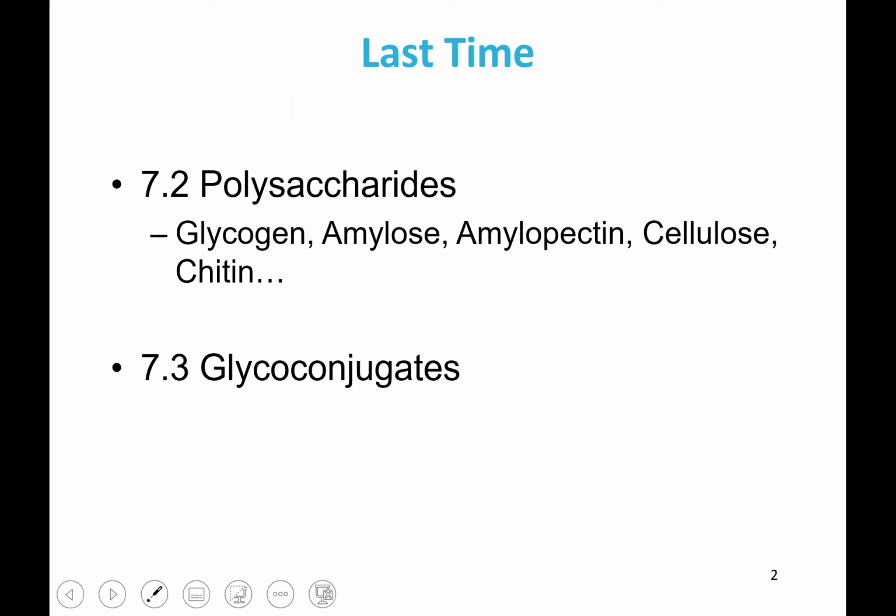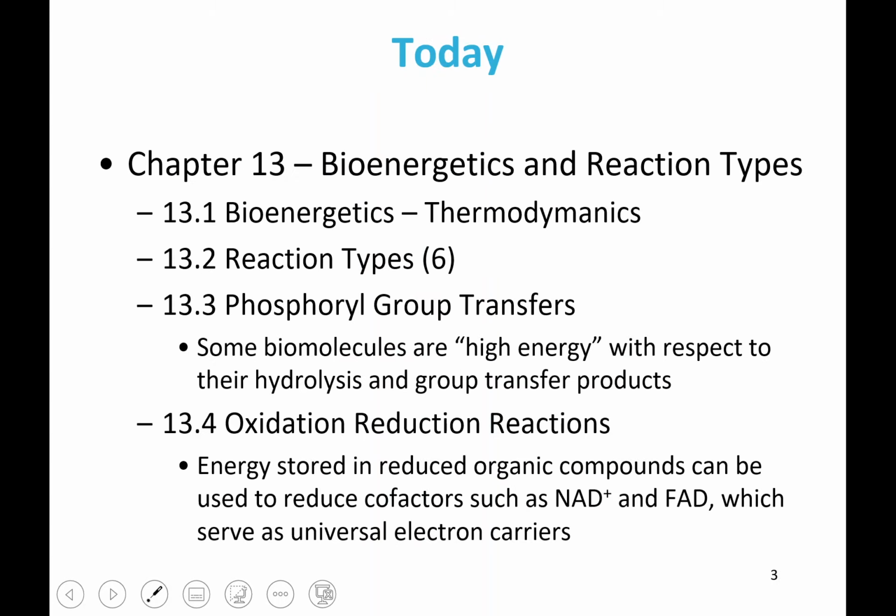Right. So the last lecture covered sugars, in particular the more complex sugars, polysaccharides, and glycoconjugates. Okay, today we're going to cover chapter 13. In chapter 13, what is covered is some bioenergetics, and that kind of leads back to thermodynamics. Hopefully, that will be kind of a review for everyone. And the other thing that's important in chapter 13, it lists reaction types.